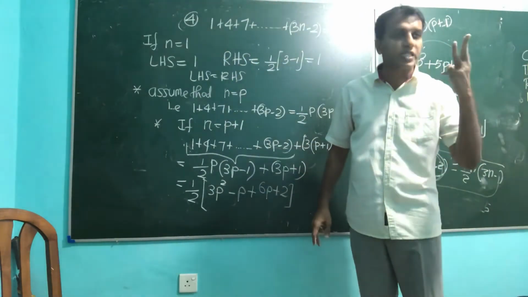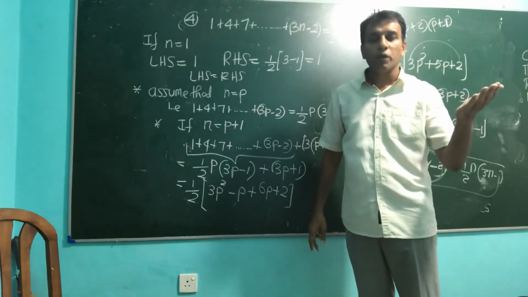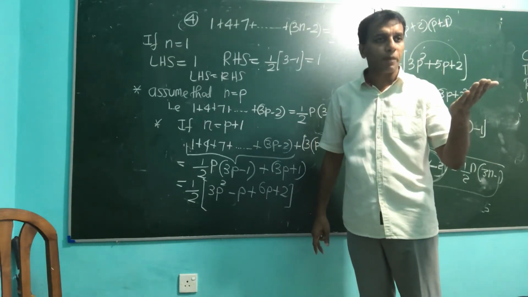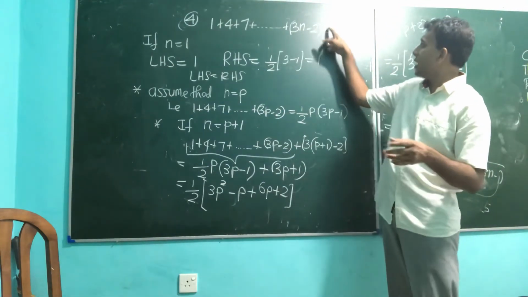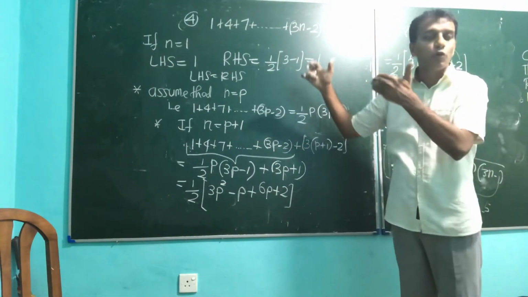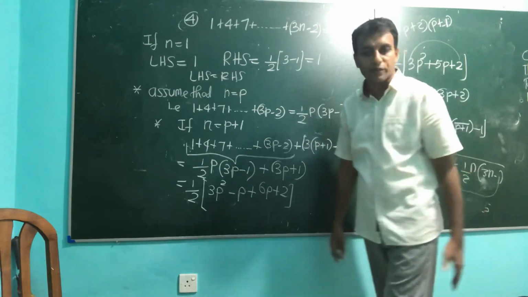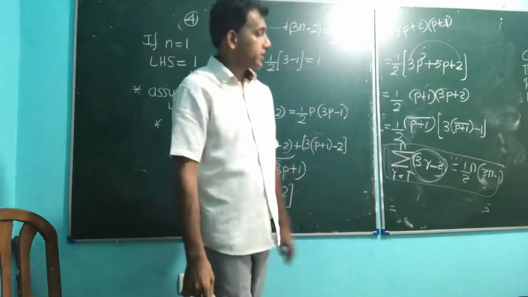The common difference is 3. Then you can use the formula Sn equals n by 2 times (2a plus (n minus 1) into d), or any other method. You can get this answer. That is, here we use the induction method, right? So I hope you understood this clearly.